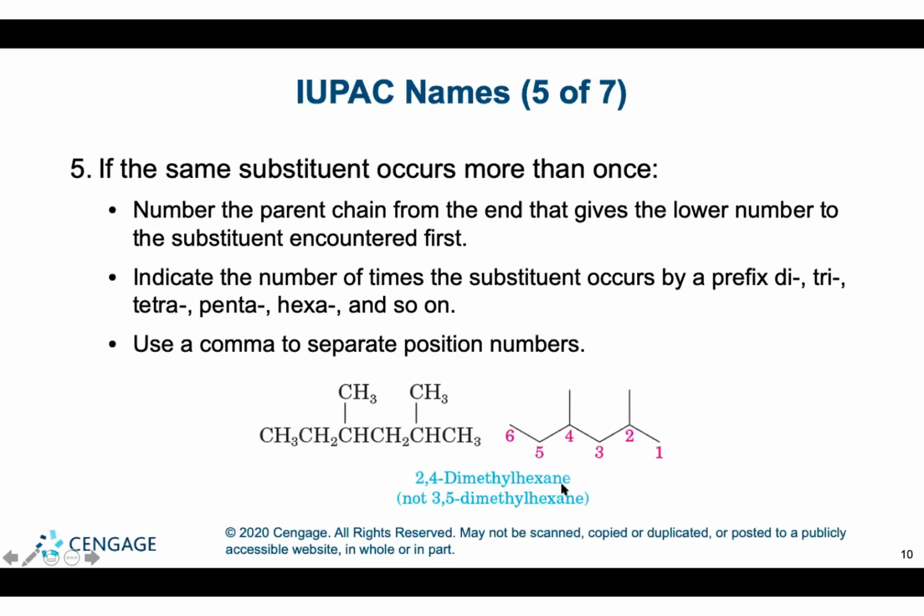So whenever you have the same alkyl groups, you can abbreviate them. Just put the location and put how many of them you have. Hexane.